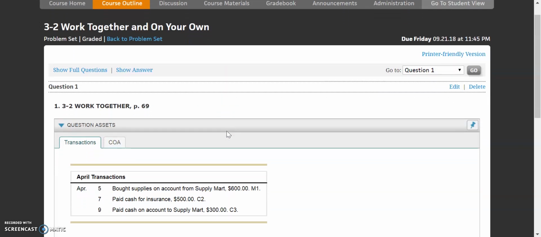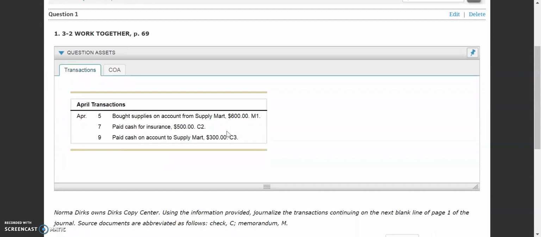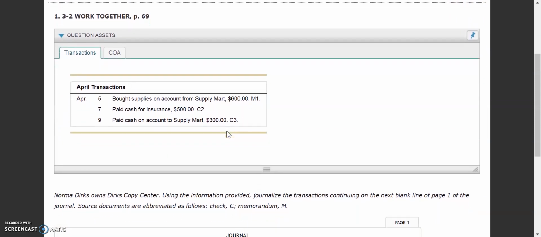So once again, I'm going to scroll down here and read the directions first. It says Norma Dirks is the owner of Dirks Copy Center. We had her in yesterday's lesson. And we're going to use the following information provided to journalize the transactions, continuing with our next blank line. Our source documents are abbreviated as follows. A check is C and a memorandum is M. So once again, we have our 3 transactions we're going to journalize.